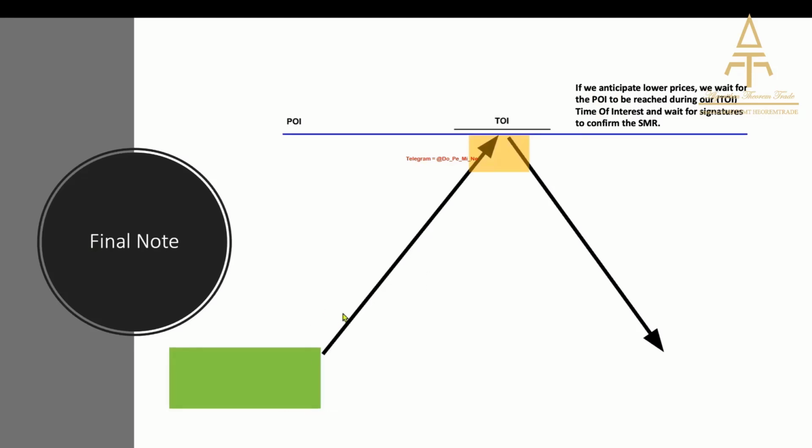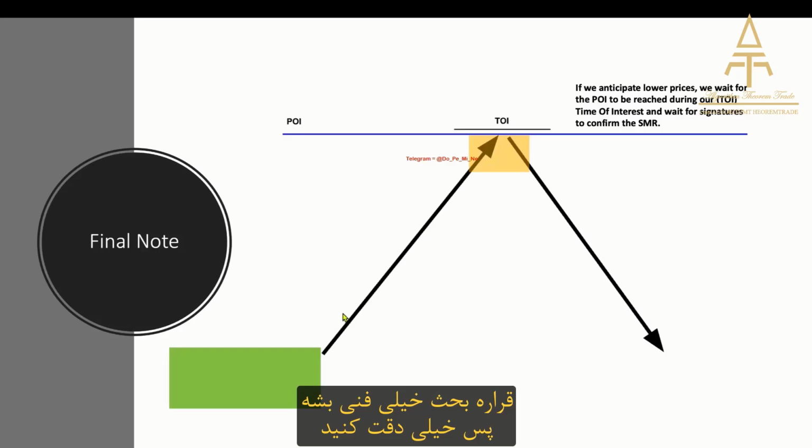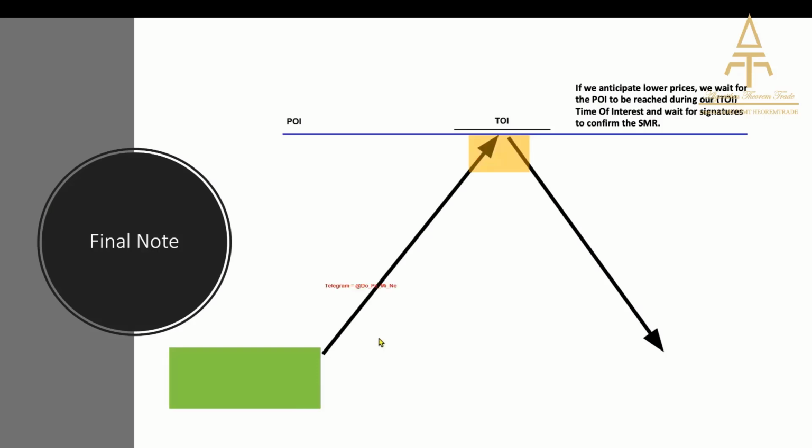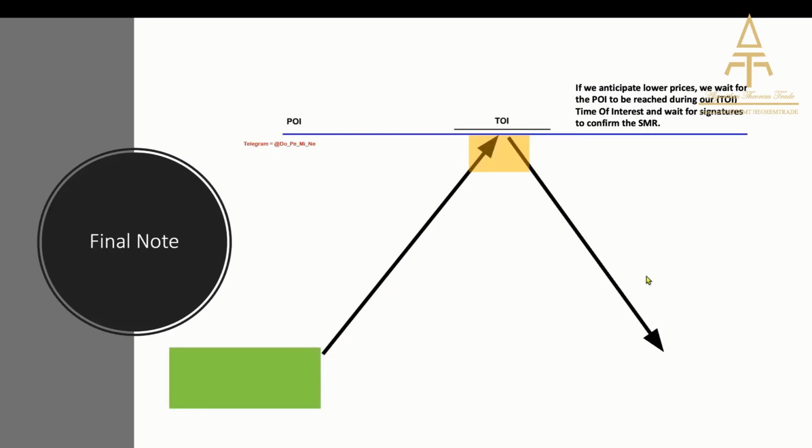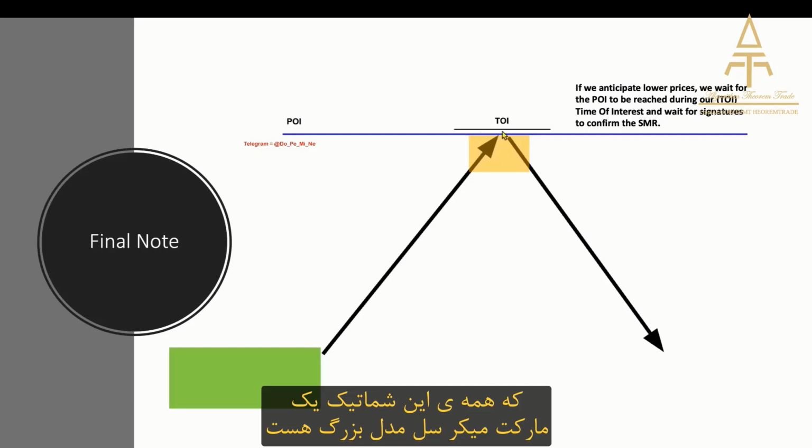And here's my final note for you. And this is going to be a technical one, so please pay close attention. What I hope that you understand is that this very simple drawing of an arrow higher and arrow lower originating from a horizontal line here is me sharing with you that this is all one big sell model.